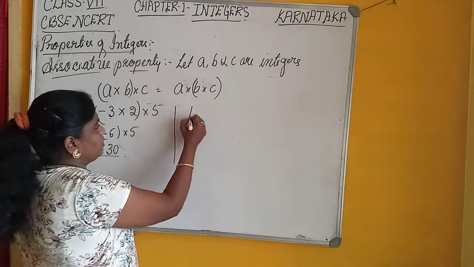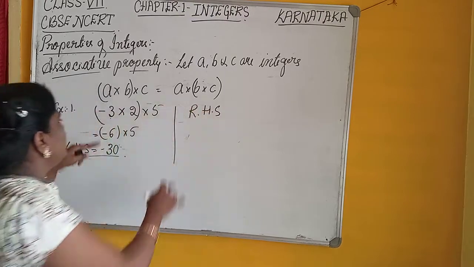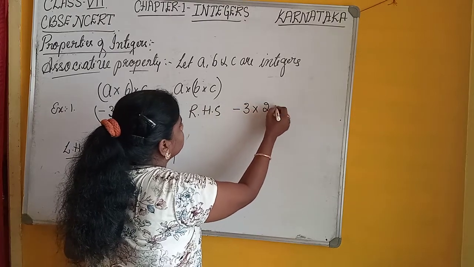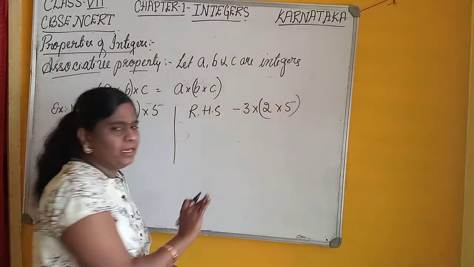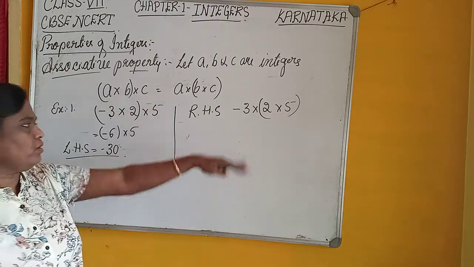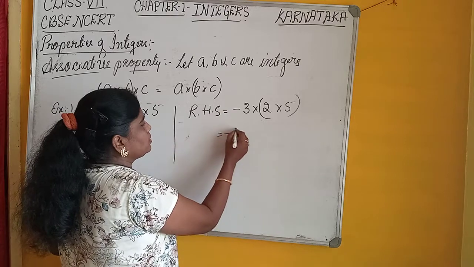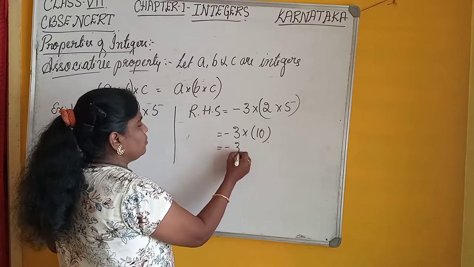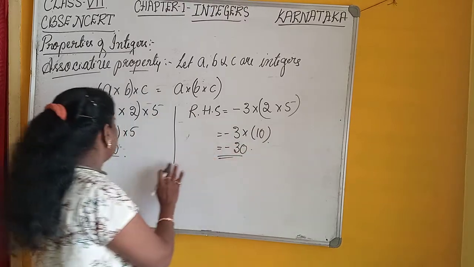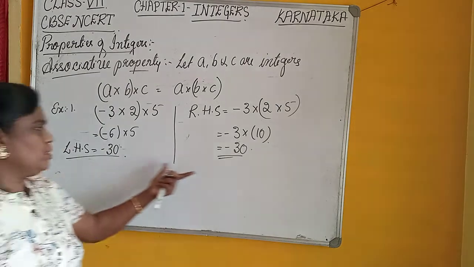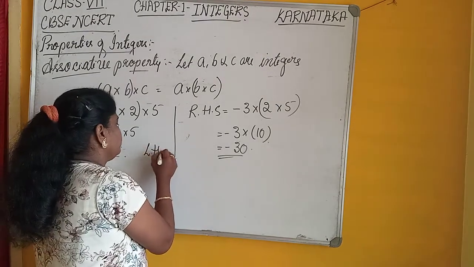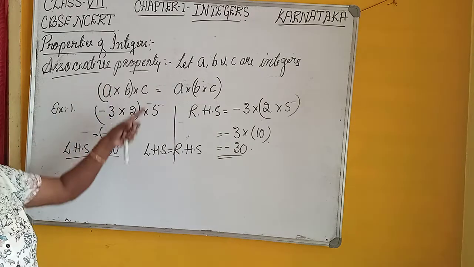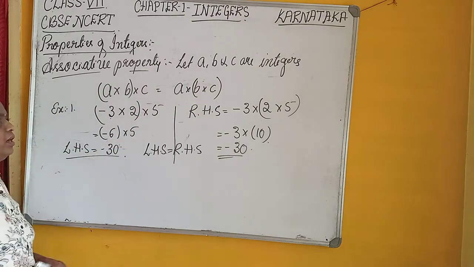Here in the RHS part, the values are minus 3, 2 and 5. Isn't it? Minus 3 into 2 into 5. Here we are multiplying the second two integers, that is 2 into 5, which is 10. If you multiply these two, you will get minus 30. That is equal to the LHS. What did we come to know here? LHS is equal to RHS. Therefore, the associative property of multiplication holds good for integers.